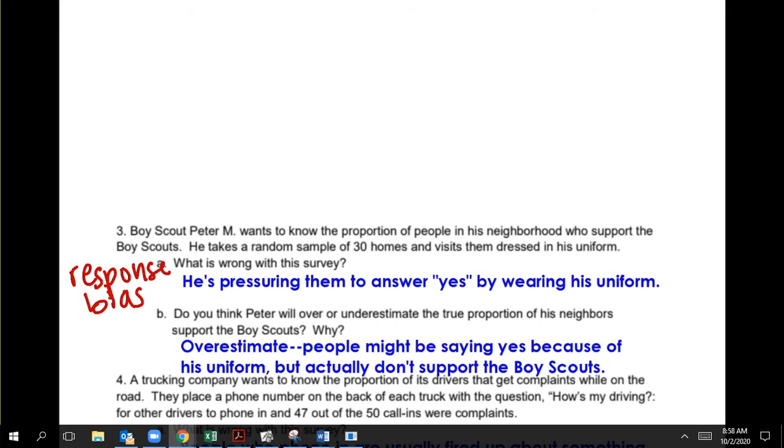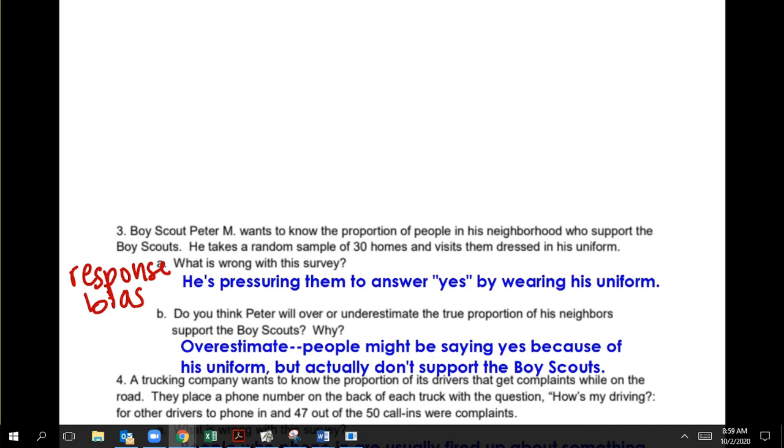And so it does come back to, you don't want to use the word lying because they're maybe not being deceitful on purpose, but they're feeling pressured to answer a certain way. So response bias can happen in a lot of different ways. You can either really lie, or you can feel pressured to say something that you don't actually feel, which is still kind of lying. So wording bias of a question, wearing the uniform while doing the survey, that type of stuff is going to cause response bias.